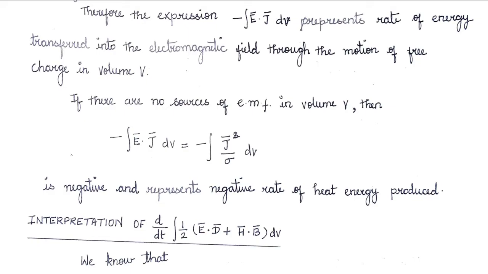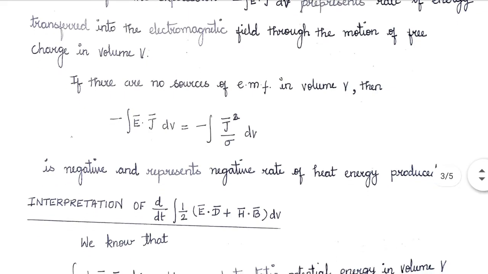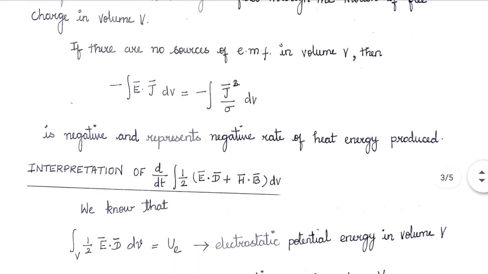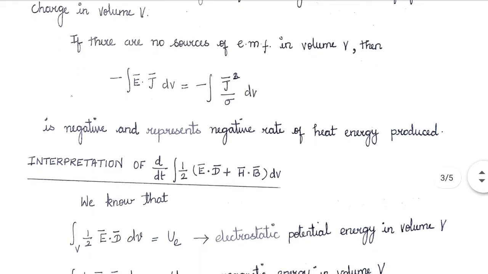If in case there are no charges or no sources of EMF in that volume, then this term −E · J dV is equal to −(J²/σ) dV, where we know J = σE, so in place of E we write J/σ. This quantity is negative, and it represents the negative rate of heat energy that is produced in the electromagnetic field.